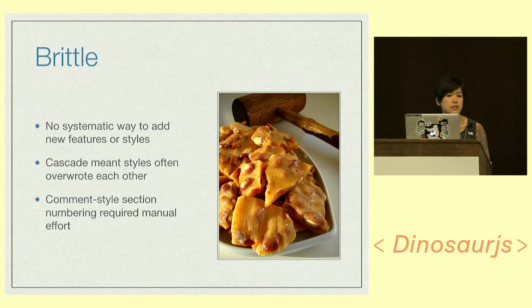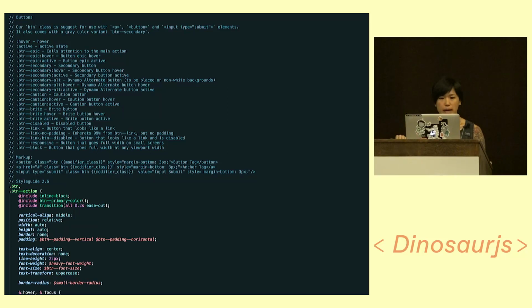Unfortunately, our style guide was brittle, so we had no systematic way of adding new features or styles. Our cascade in the CSS often meant that styles or classes overrode each other, and the comment style section numbering sometimes required some manual finagling. So if we go back again to the KSS, you can see here, there's a button called, I think, button bright, and I don't know who added that or why they added it or what a bright button is. So we can see there's no systematic way around finding that information out.